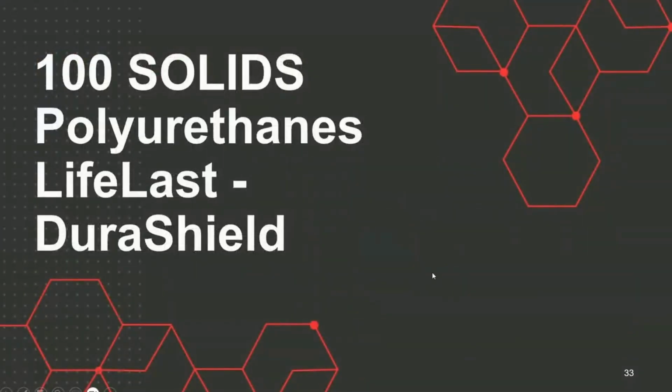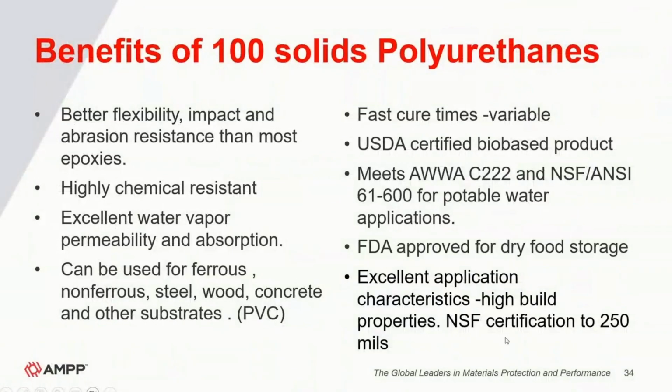So we're going to talk a little bit about products that you guys have at your unconventional solutions that are available to you and your customers. Benefits of 100% solids polyurethanes: these are products that now meet the CAN 600 NSF regulation. They have better flexibility, impact, and abrasion resistance than most epoxies. And I say most epoxies because there's always new formulations coming out, flexible epoxies available.